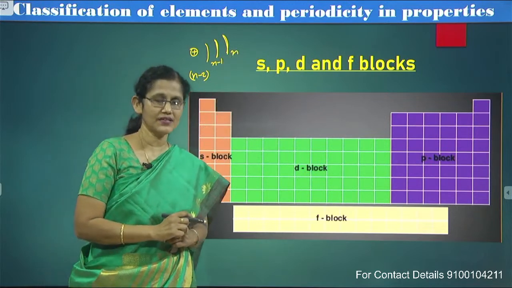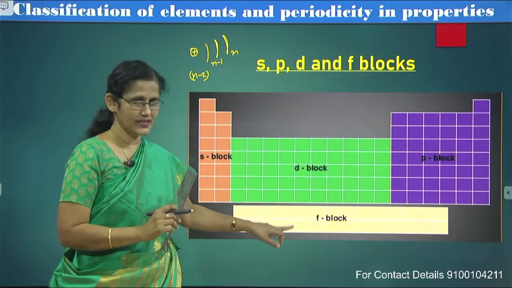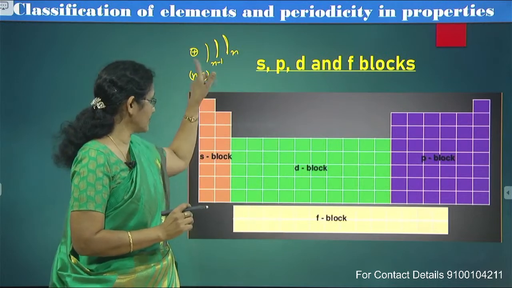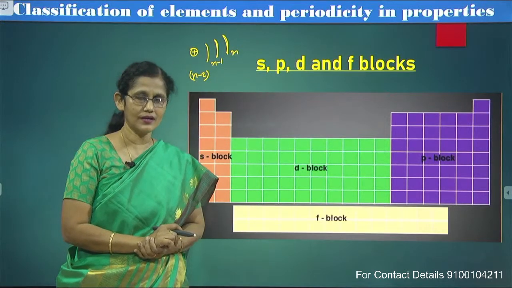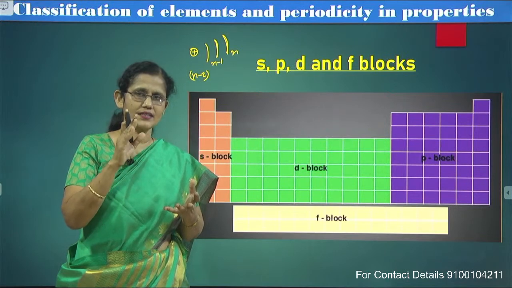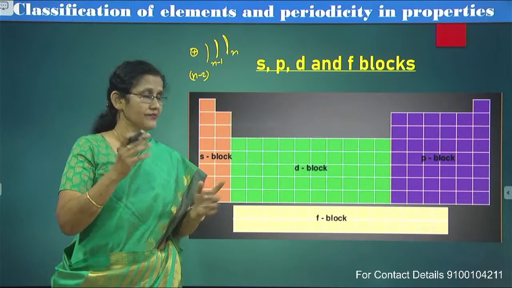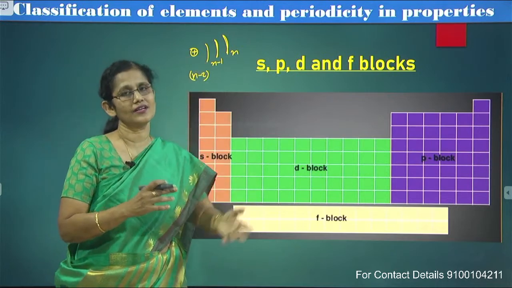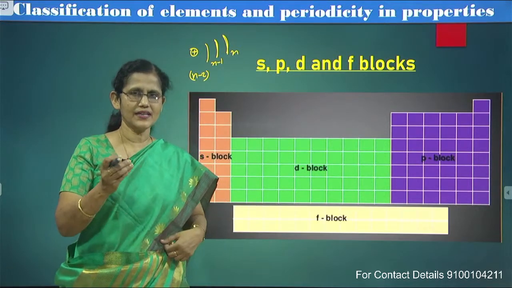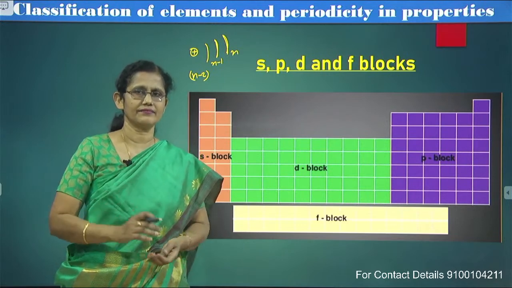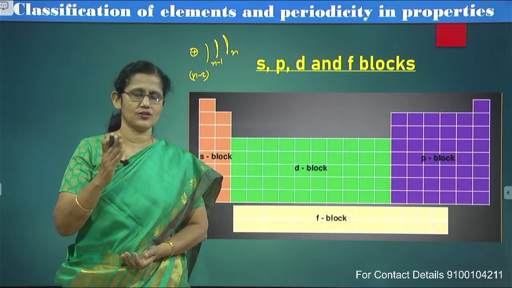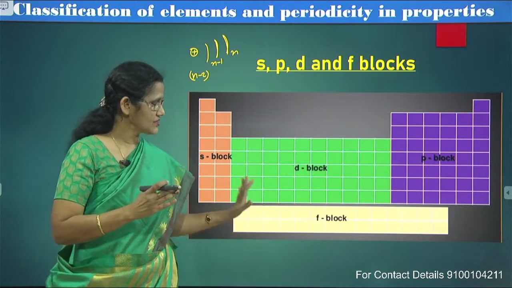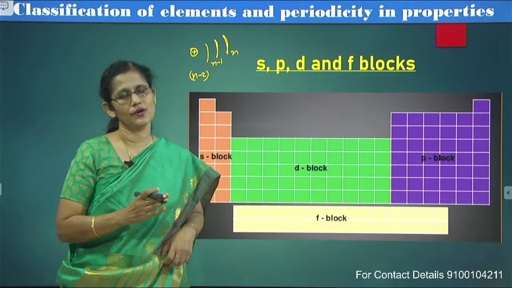What are f block elements? If the differentiating electron enters into n minus 2 f orbital, or the f orbital of the anti-penultimate shell, they are called f block elements. So, based upon the entry of the differentiating electron into various orbitals, the elements are classified into 4 blocks, right.